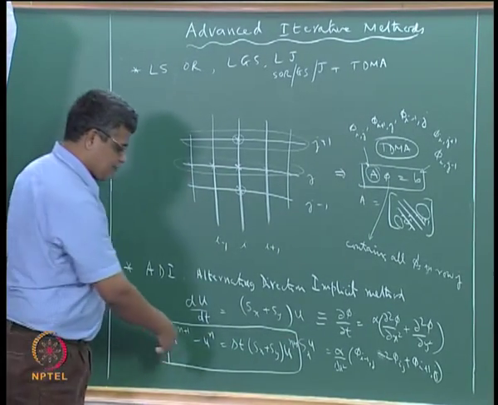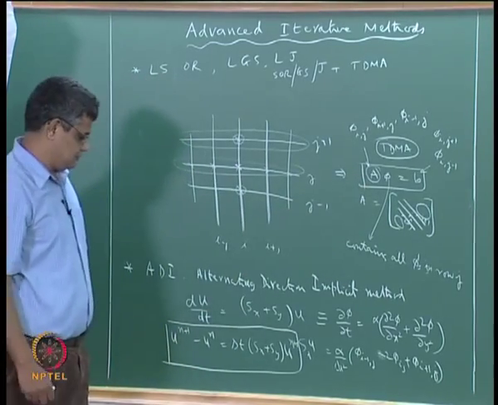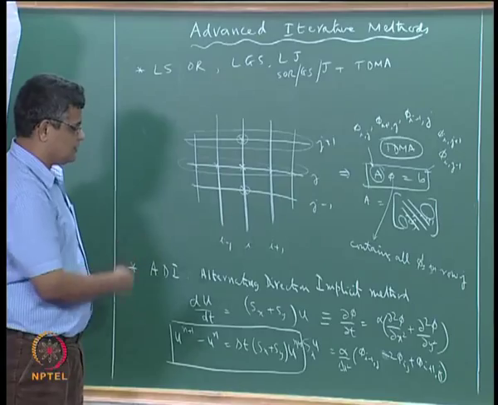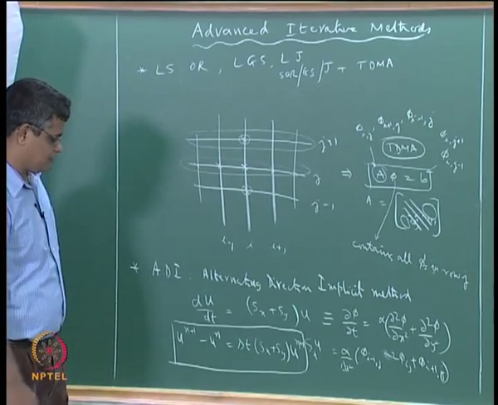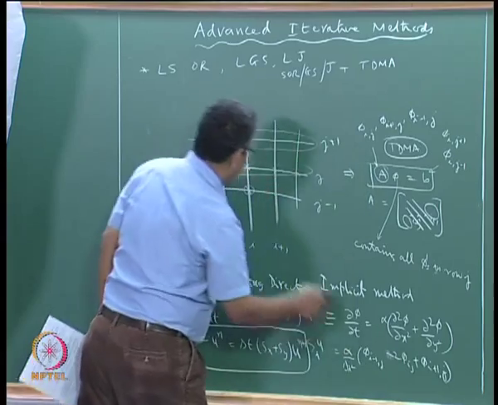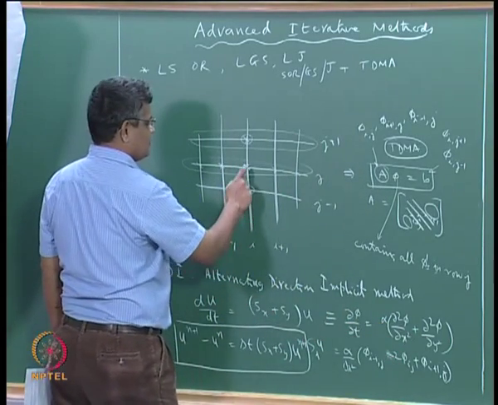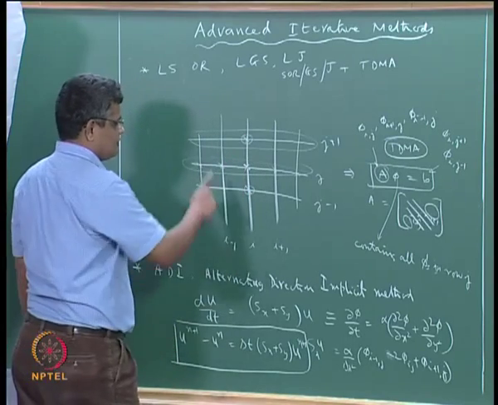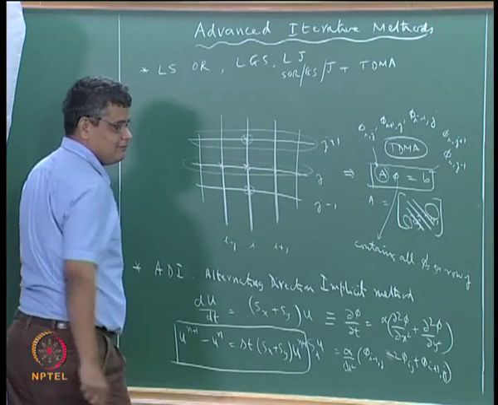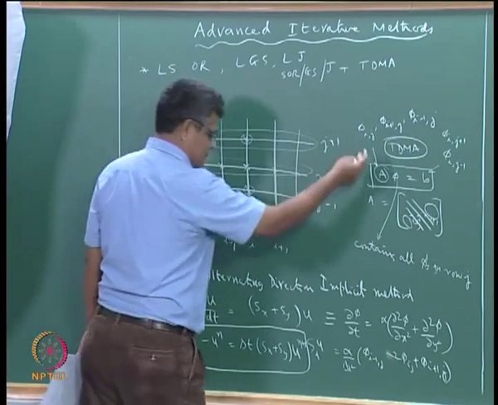But if you make it implicit here, then we can convert this into something like A phi equal to b, and we have a pentadiagonal matrix because we have i minus 1, i plus 1 at a given j, and similarly we will have j minus 1, j plus 1 like this. So we will have the pentadiagonal matrix A phi equal to b, which cannot be solved using TDMA, I think.